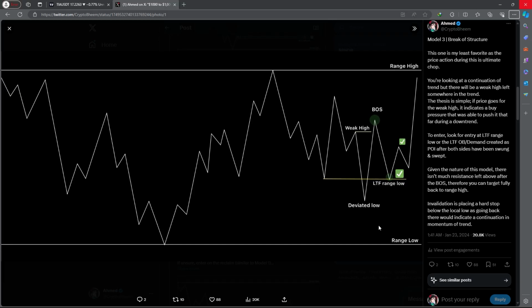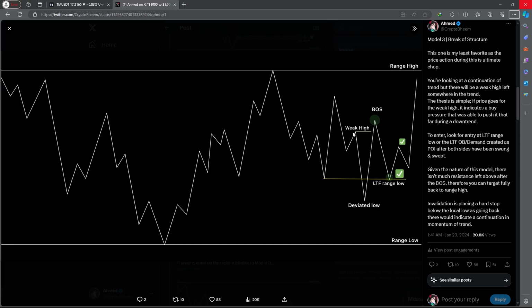This is confusing, so let's just do it in a bit more detail. You have a structure, random structure, just like I randomly do. The main part is here. You have a range low, could have a range high as well, but for the purpose of this model, let's just say there's a range low. You have a weak high created when the market structure is in its phase of creating a change. You have a weak high, you have a deviated low. The deviated low is not necessary, but if it's there, it's good.